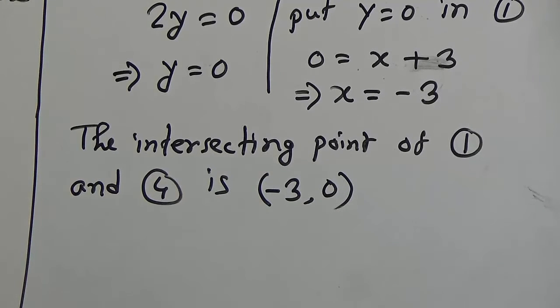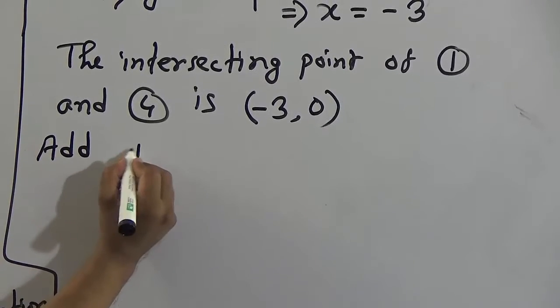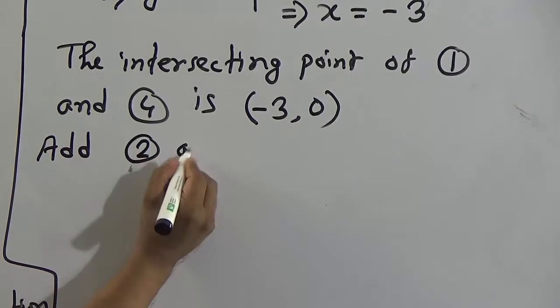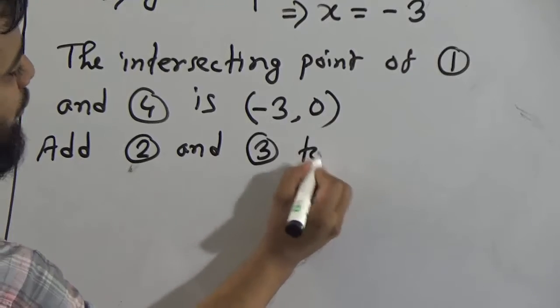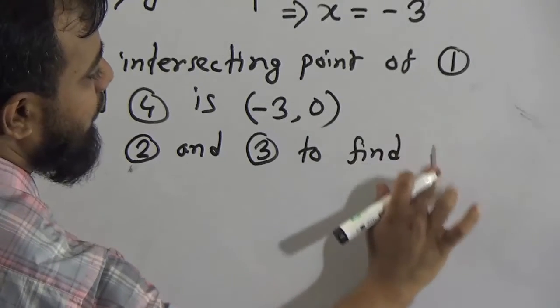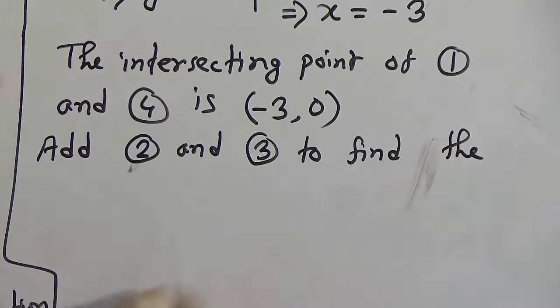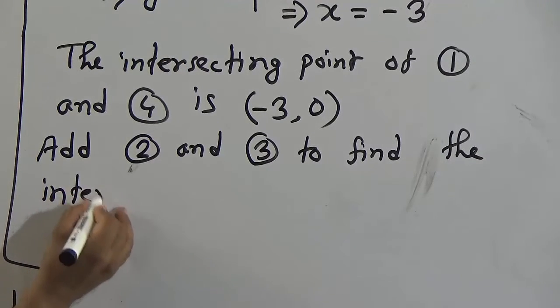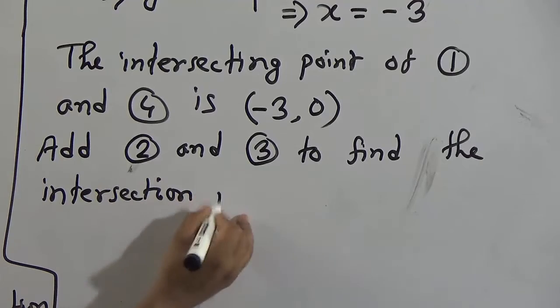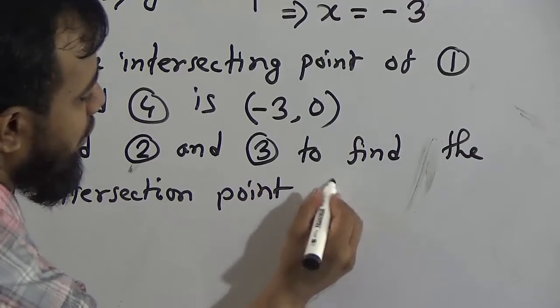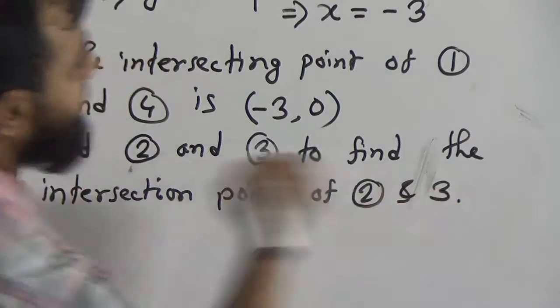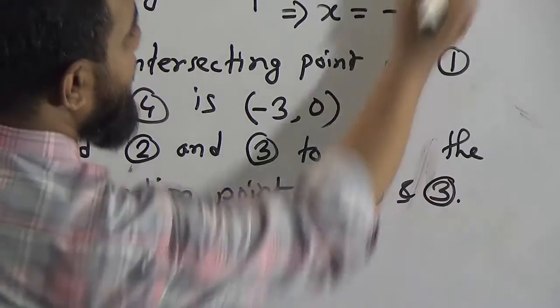Now we will find the third point. To find the third point, we need to add equations 2 and 3 like this. To find the fourth point, we will add 2 and 4. Okay, now I am writing this one. Look, now add 2 and 3 to find the intersection point of 2 and 3.